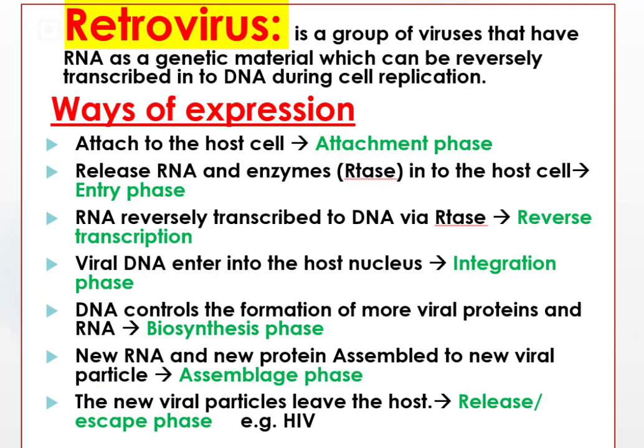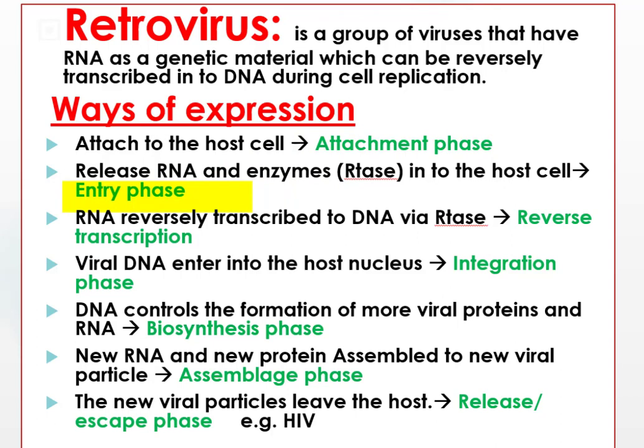The third group of viruses are retroviruses. A retrovirus is a group of viruses that have RNA as a genetic material which can be reversely transcribed into DNA during cell replication. These retroviruses are a little bit exceptional and different from DNA and RNA viruses in more ways. When we see their ways of expression or replication once they get inside the host organism, retroviruses need to attach themselves on the host's cell membrane or surface, like DNA and RNA viruses.